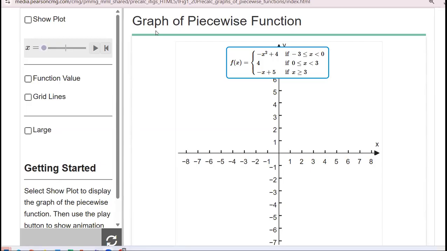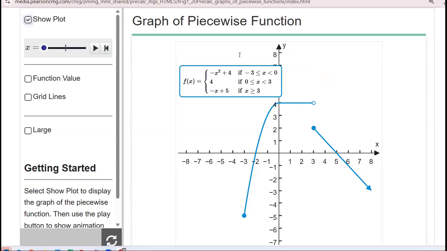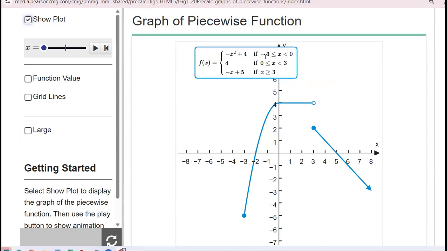Okay, so we have a graph of a piecewise function, which basically means you're taking pieces of the graph and putting them together. If we were to graph these three separate equations, it will look something like this. But the key part about the graph of a piecewise function is that it's defined at certain intervals. So for the first one, it goes from -3 to 0. The second one is only from 0 to 3. And the last one is from 3 on.